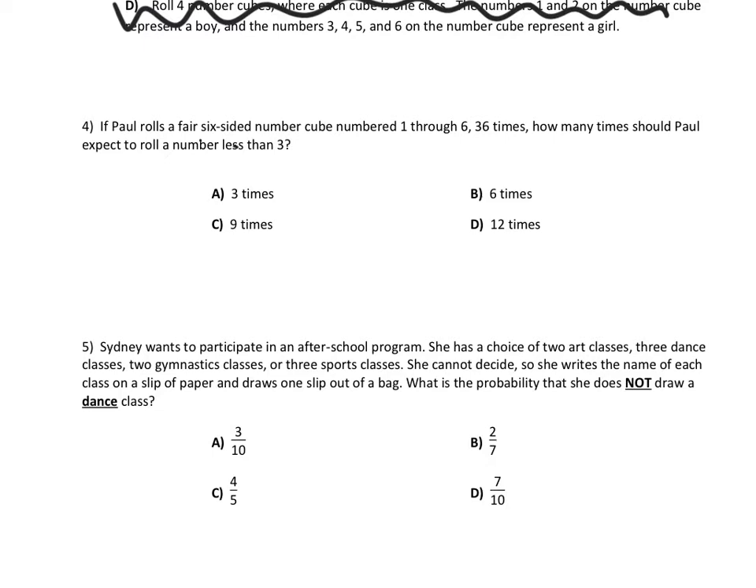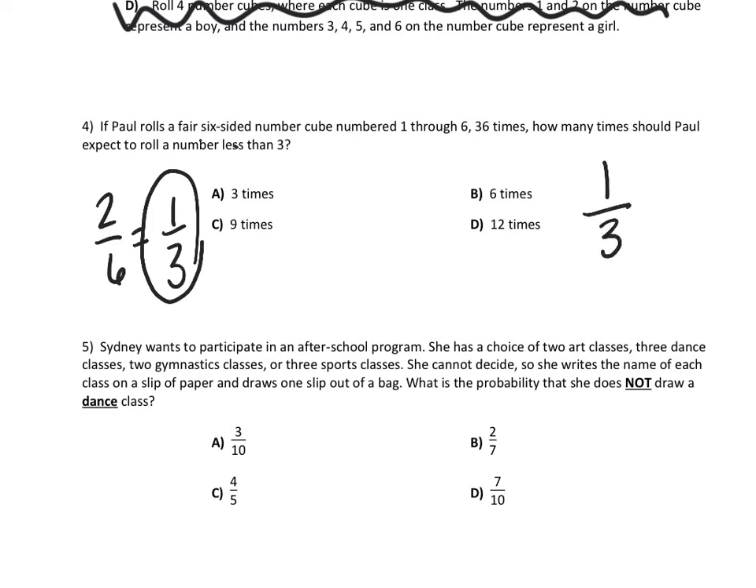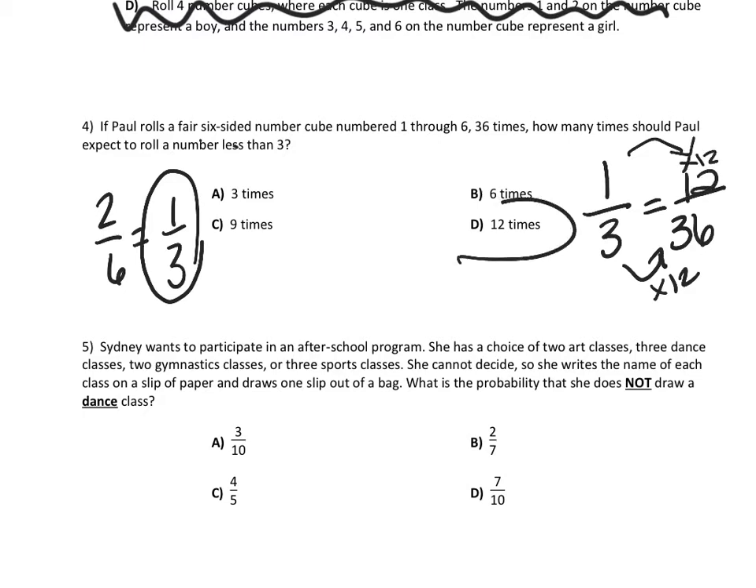What are the odds of rolling a number less than 3? 2 and 1, so 2 out of 6, which reduces to 1/3. So a third of the time, he's rolling a 1 or a 2, right? So out of 36, well, 1/3 is 1 time out of 3. So how many out of 36 is where we're going with that? So we would scale up times 12, which would give us 12 times, which is answer choice D.